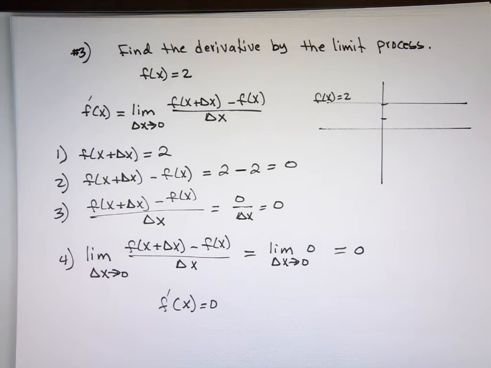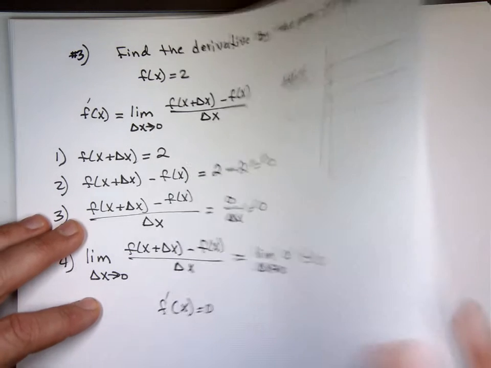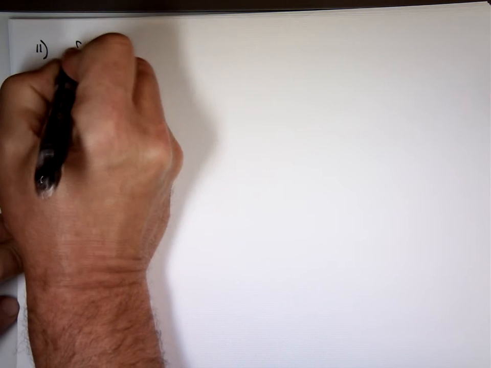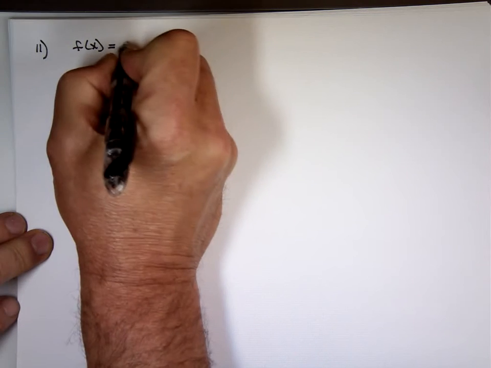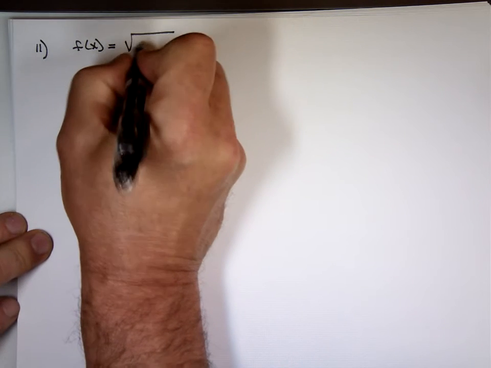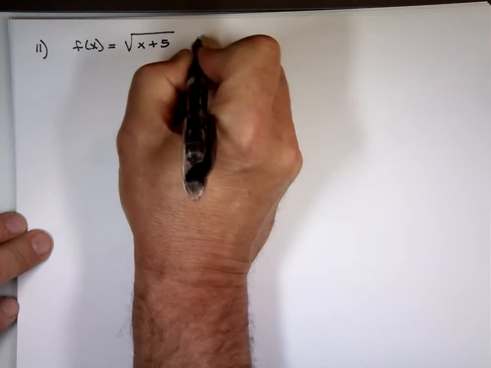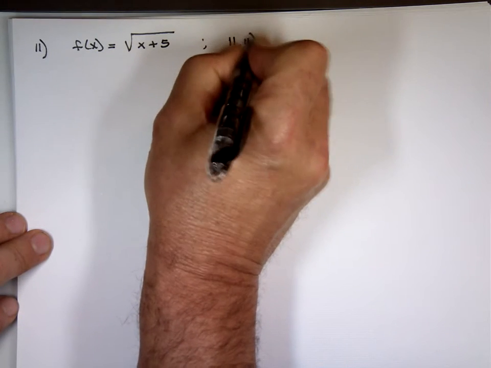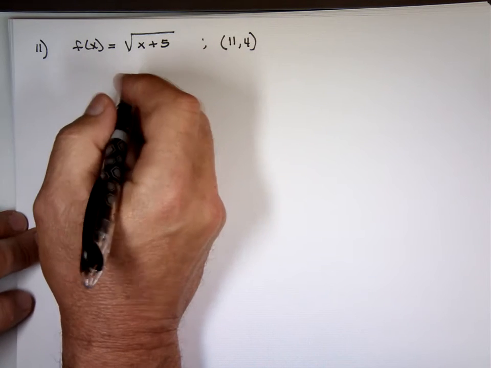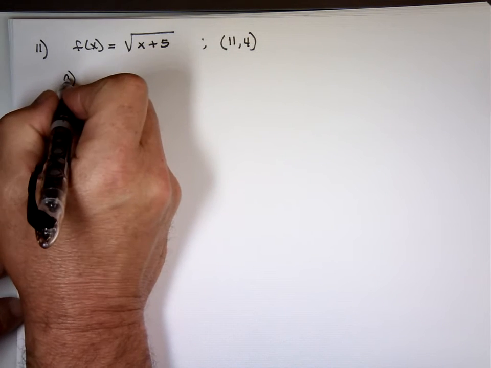Let me jump to 11, see what was 11. Okay, 11 will be a little bit long there. You have f of x equals the square root of x plus 5, and you have the point 11 comma 4. And the question is, find the equation of the tangent line.